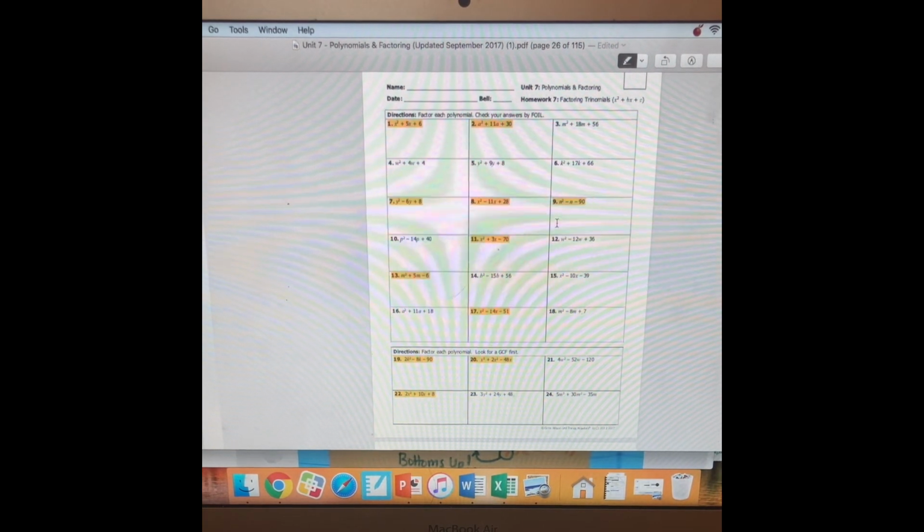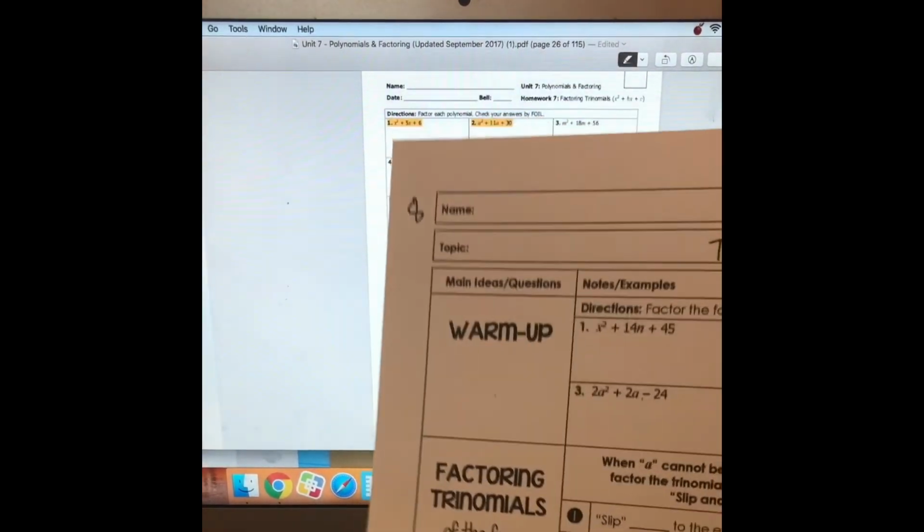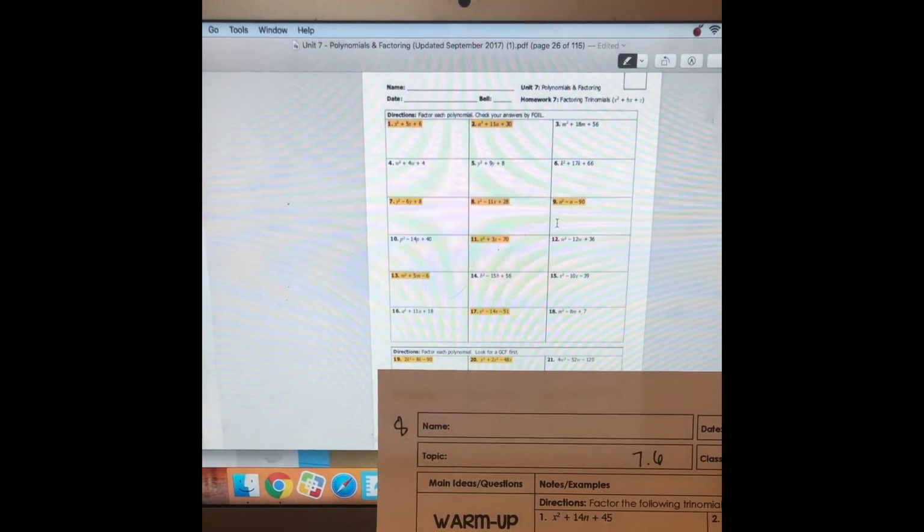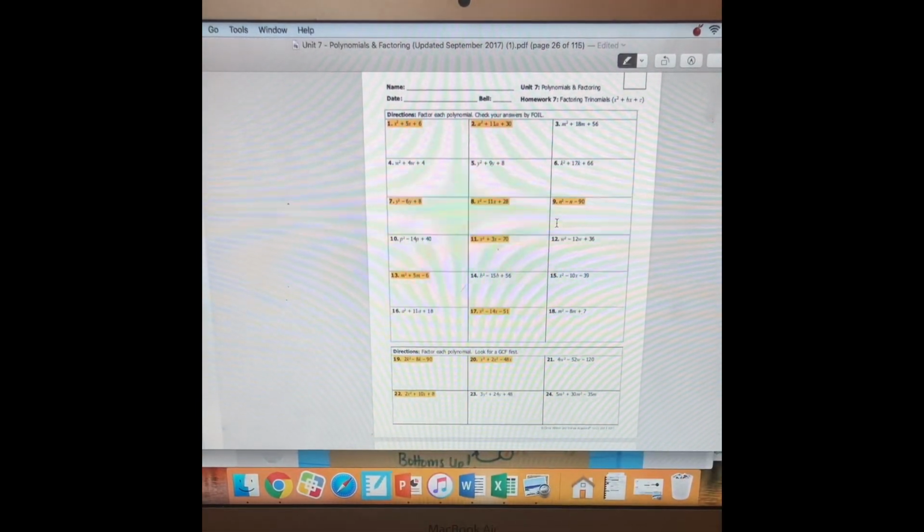Hope you have a great day. I'll see you on Friday. And on Friday, we will do 7-6, the factoring trinomials where you have a coefficient greater than 1. Have a good day, guys.